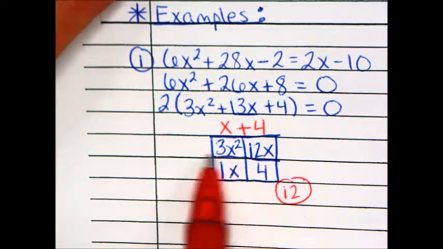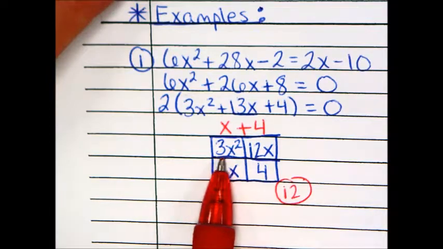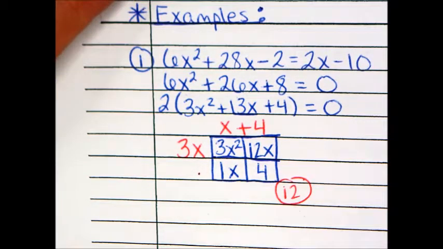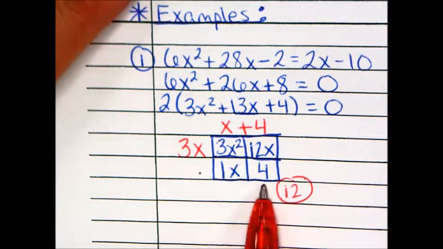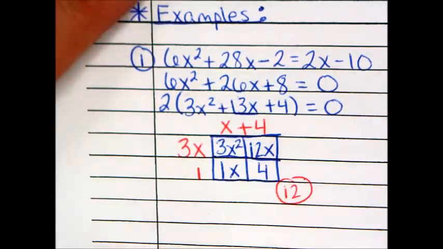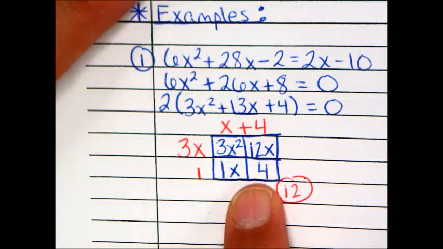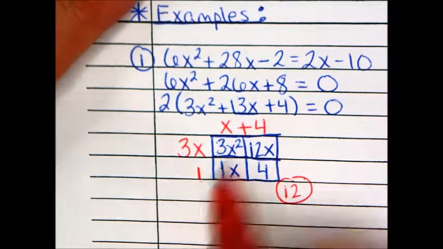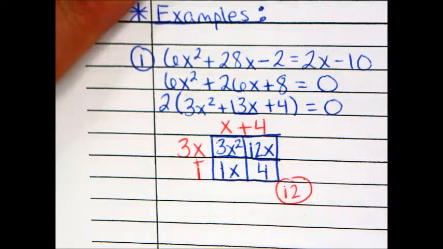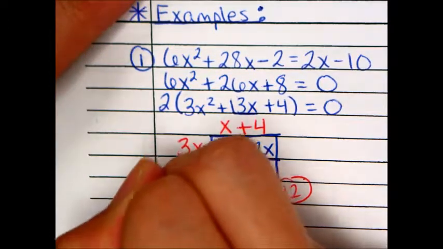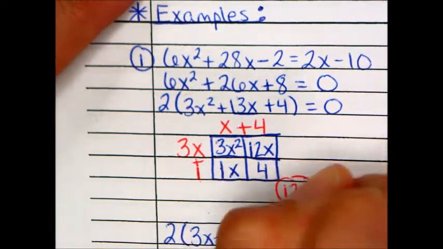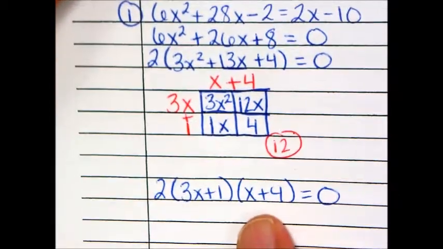Okay, go across. These 3x squared and 12x, they can both be divided by 3, and they both have an x. So 3x is their common factor. Right here, 1x and 4, that's where sometimes people get confused. They're like, they don't share anything. Anything can be divided by 1. So if you can't find anything else in common, the common factor is 1. Okay, and then you go with the box that you wrote that 1 next to, you look and see if that's a positive number, it's a plus sign. So your factors are 2 times 3x plus 1 times x plus 4 equals 0. That is our factored form.